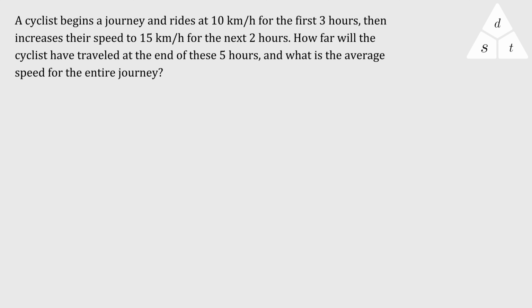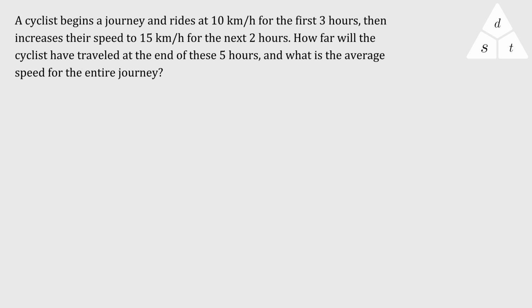In the last example, example 4, a cyclist begins a journey and rides at 10 kilometers per hour for the first 3 hours, then increases their speed to 15 kilometers per hour for the next 2 hours. How far will the cyclist have traveled at the end of these 5 hours? And what is the average speed for the entire journey?